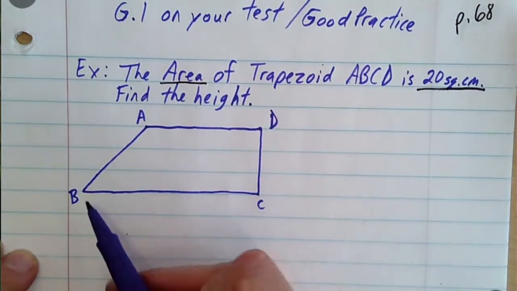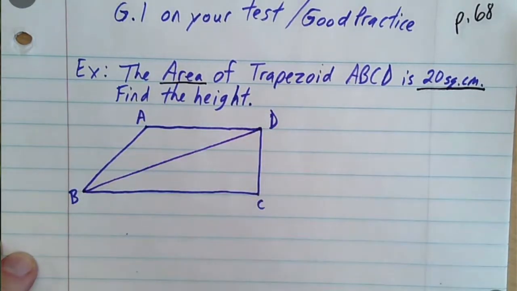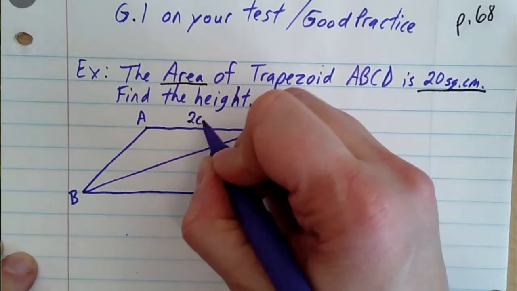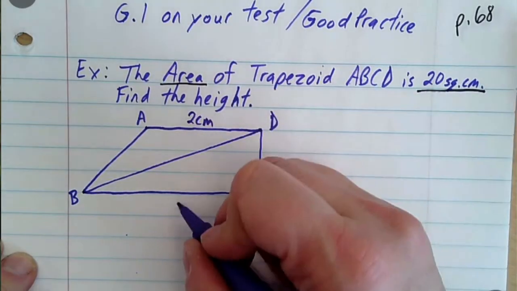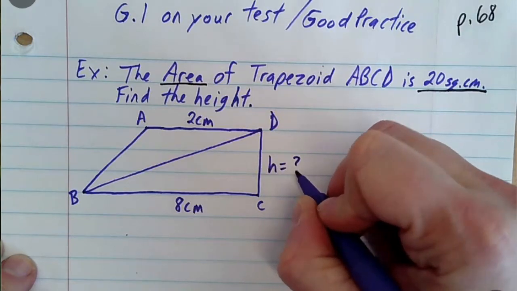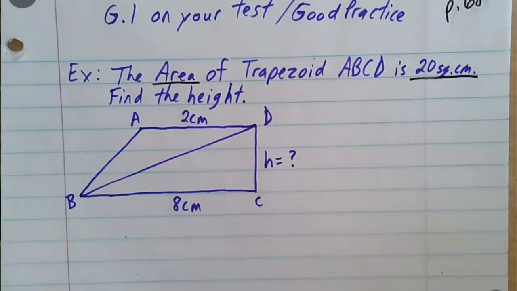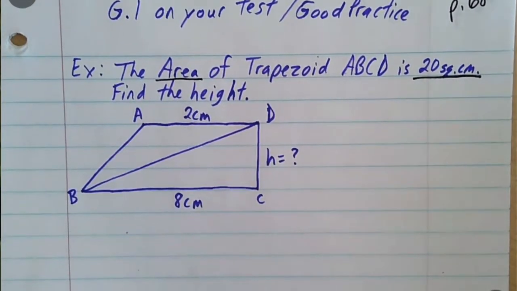They make a diagonal between the B and the D here. And then they give you 2 centimeters up here. They give you 8 centimeters here. The height is a question mark because that's what they're asking you to find. So how are we supposed to find the height of this trapezoid? What do we know? What information do they give us?